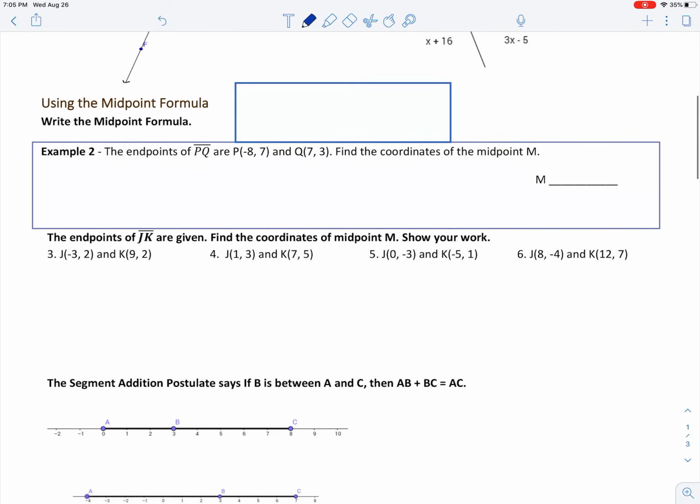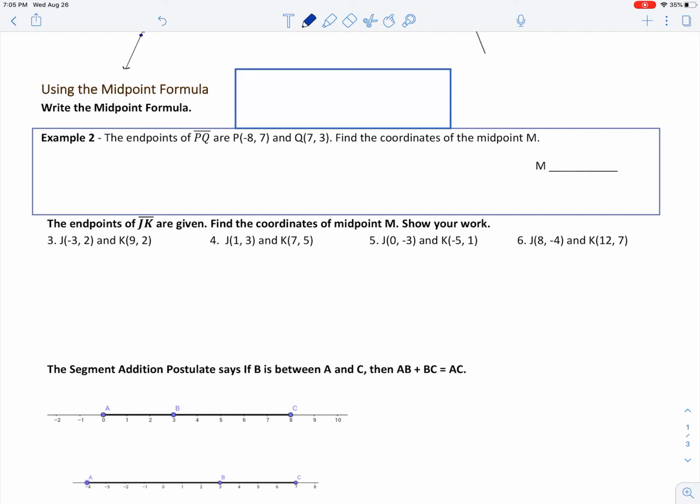So let me move on to the midpoint formula. 2 days ago we learned the midpoint formula, we derived it, and there are 2 ways of thinking about it. You can ask yourself, what is halfway between the x's and the y's? Or you can learn the midpoint formula, which means that we're getting a point that's midway in between, halfway in between.